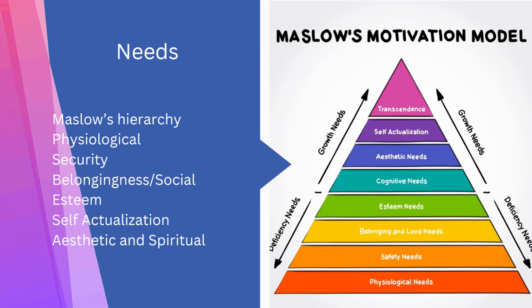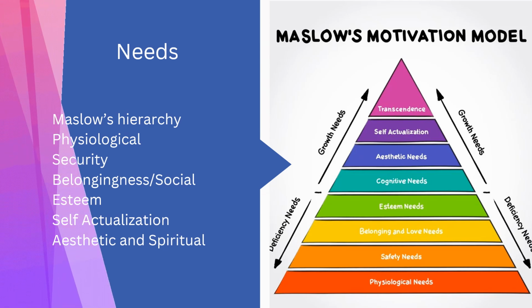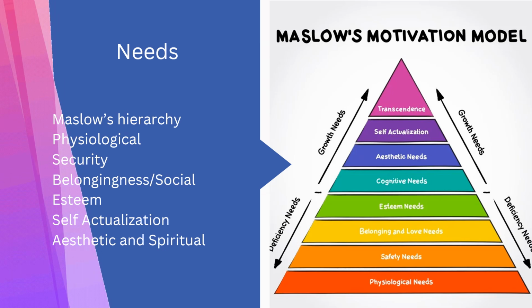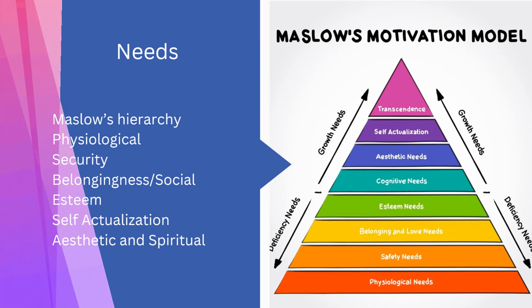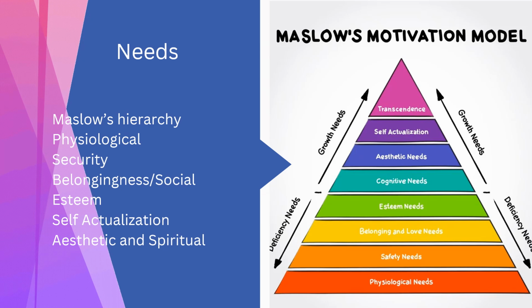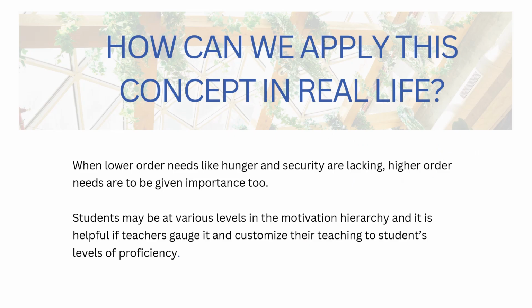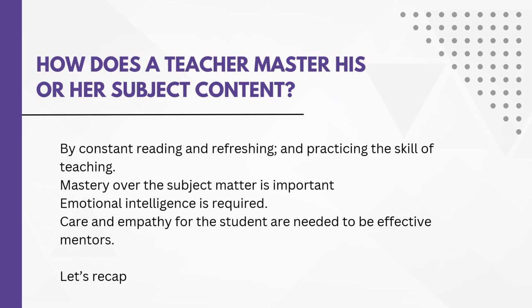In Maslow's hierarchy of need, there are deficiency needs and growth needs. When deficiency needs like basic needs are lacking, the growth needs may be difficult to attain. Overall, there are 8 needs in this modified Maslow's hierarchy. When lower order needs like hunger and security are not fulfilled or deficient, higher order needs are difficult to progress.